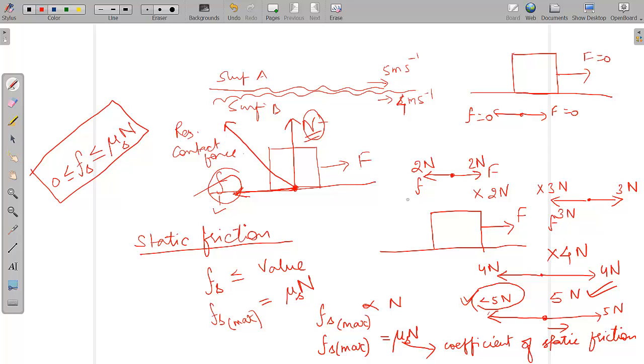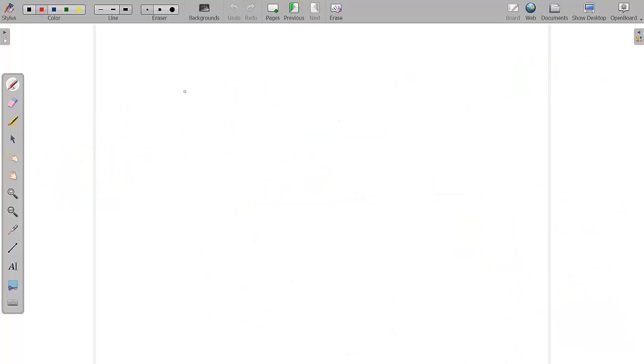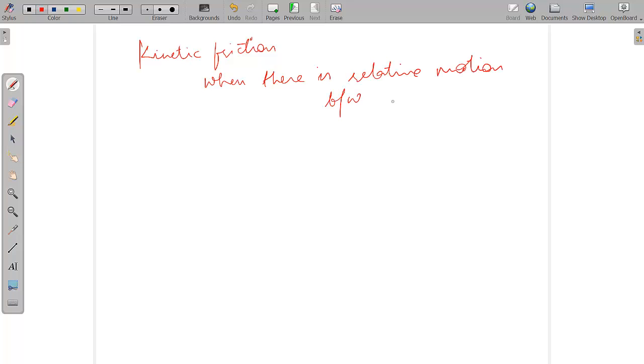Okay, so you understood what static friction is. The static friction will be acting when the bodies are not moving. The static friction force will be resisting the surfaces from moving. Now let's see what kinetic friction is. Kinetic friction is when there is already a movement, when there is relative motion between the surfaces. When the bodies are already moving, we will apply the friction force, which we will call the kinetic friction force.